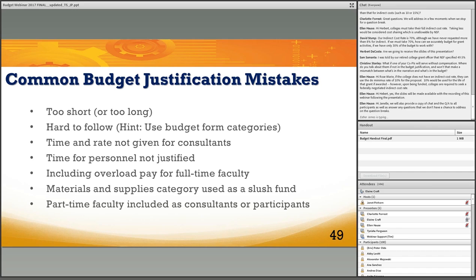And the materials and supplies category shouldn't be used as a slush fund. Sometimes if you just put in $500 every year of your budget for materials and supplies, it's going to look to the reviewers like a slush fund. You need to specify what it is in the materials and supplies category that you would anticipate needing over the life of the project. And don't put part-time faculty as consultants or participants. You need to budget them, if they're at your college, under other personnel.